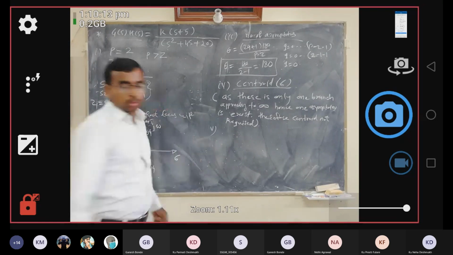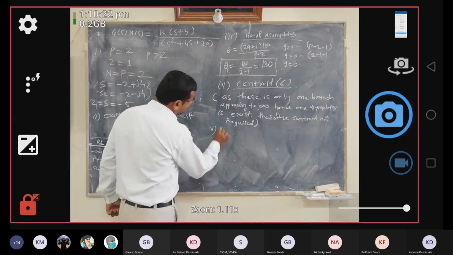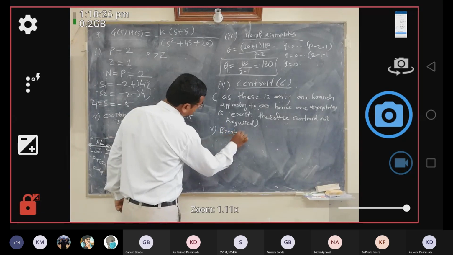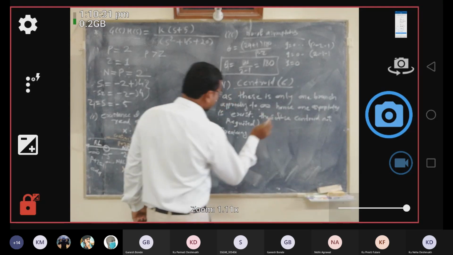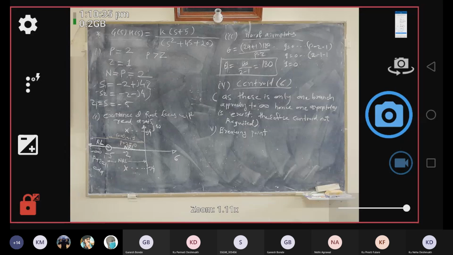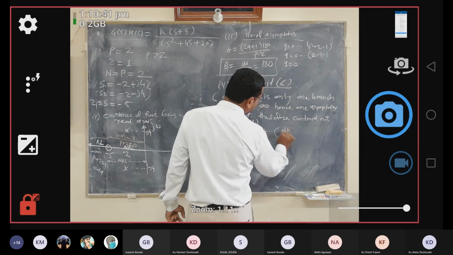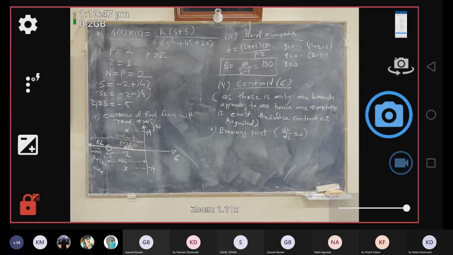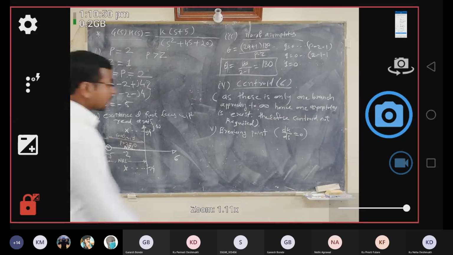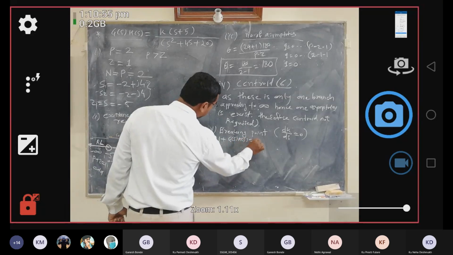And next step, go for the next step. तो नेक्स्ट स्टेप होगा आपका existence of breaking point. Okay, whether it is breakaway or break-in, that we will decide later. So for determining the breaking point, what is the condition? dk by ds must be equated to 0. So first of all, find the transfer function. You can find the characteristic equation 1 plus G(s) H(s) equal to 0.